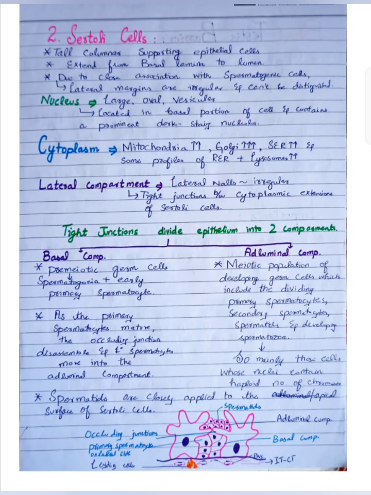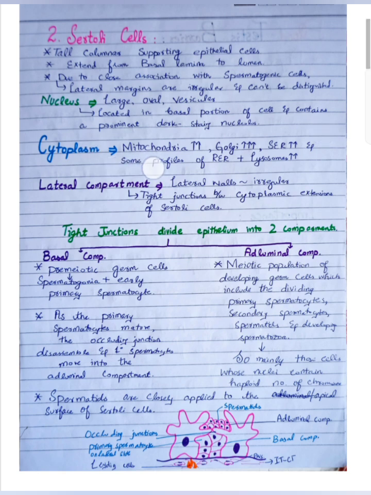Now after doing the spermatogenic cells, which are the first type of the seminiferous epithelial cells, the second type of epithelial cells are the Sertoli cells, which are tall columnar supporting epithelial cells and they extend from the basal lamina to the lumen. And due to their close association with the spermatogenic cells, their lateral margins are irregular and can't be distinguished. Their nucleus is large, oval and vesicular and is located in the basal portion of the cells and it contains a prominent dark staining nucleolus.